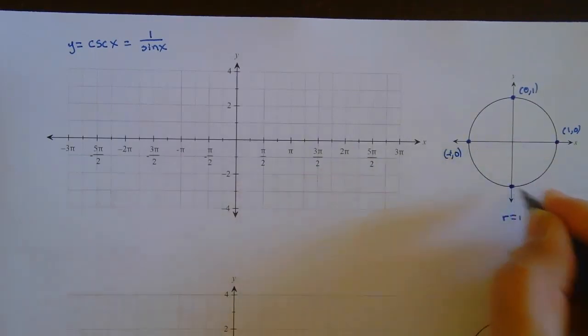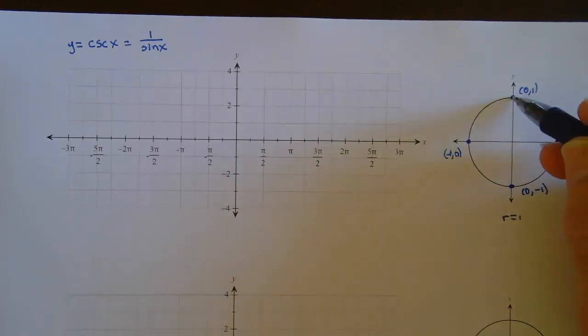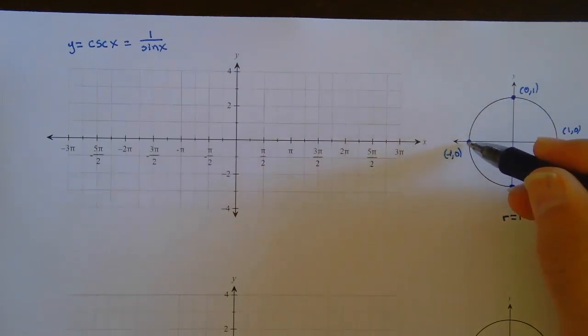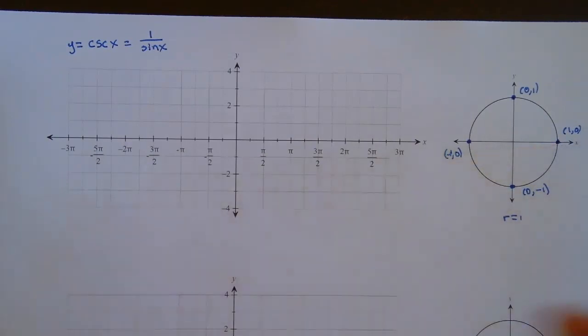And then this point right here would be 0, comma, negative 1. And then we're back up here to 2 pi, right? And this is angle 0, angle pi over 2, angle 2 pi over 2, which is pi, 3 pi over 2, 4 pi over 2, which is really just 2 pi, right? Okay, so we're going to go from 0 to 2 pi, and we're going to figure out what the coordinates are.